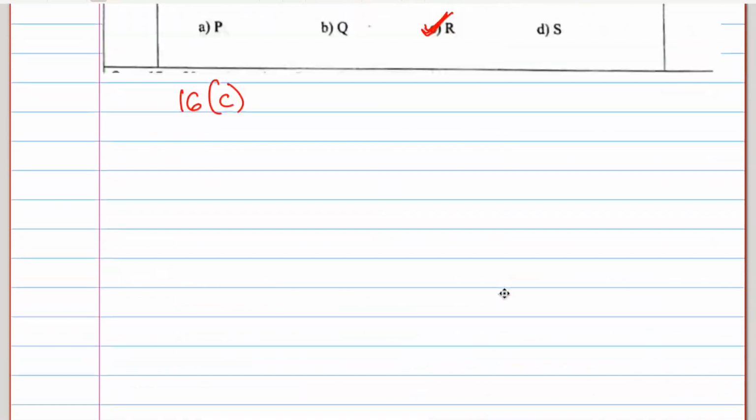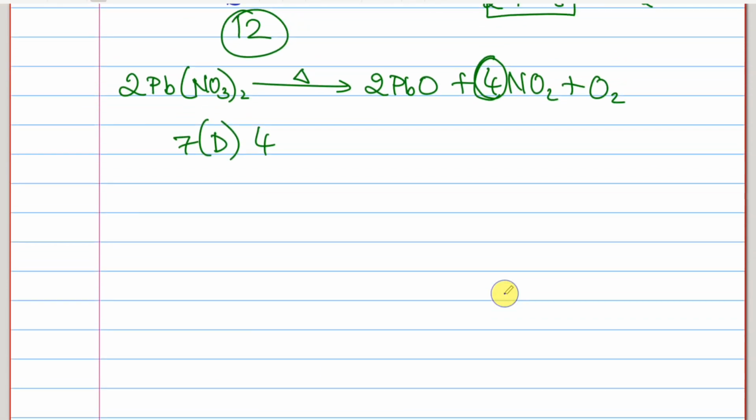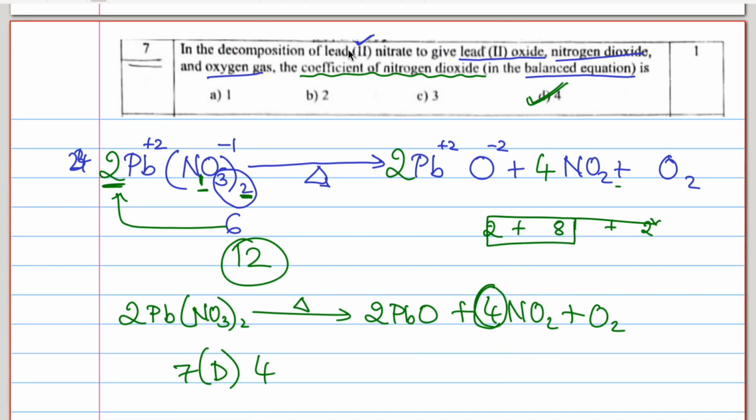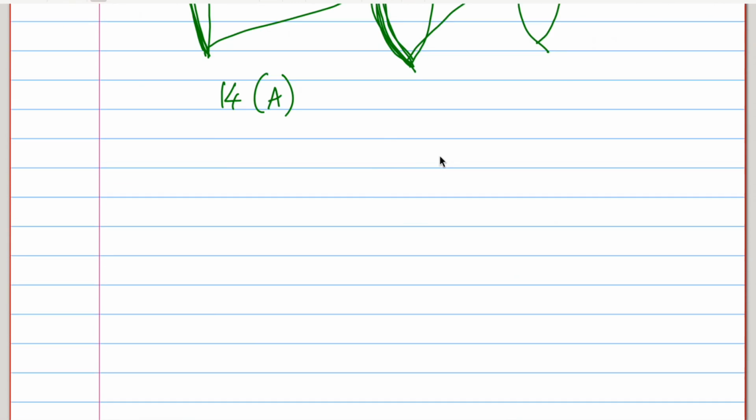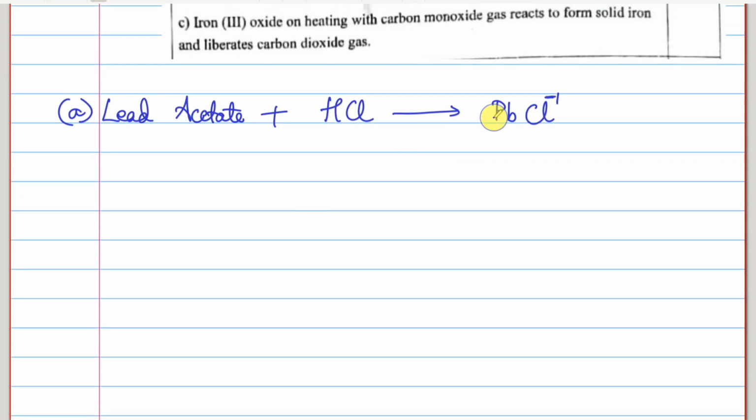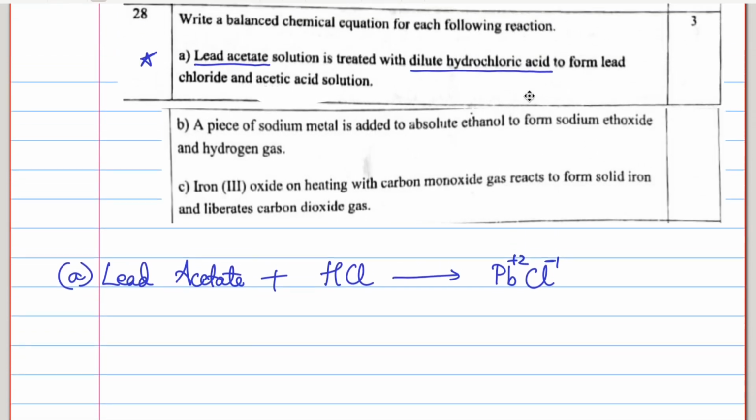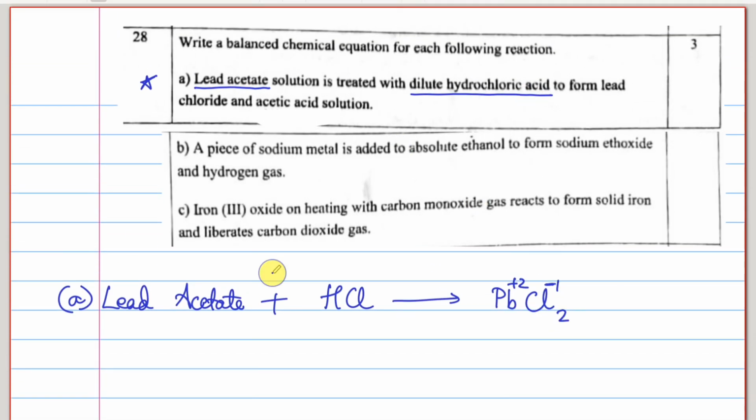So if we come back to that question, this question number 7, in the decomposition reaction, lead 2 nitrate, they have given us the valency of lead to be +2. So we'll be using that now. So lead has the valency of +2. So I will write +2 as the valency. So the molecular formula of lead chloride will be PbCl2, right?